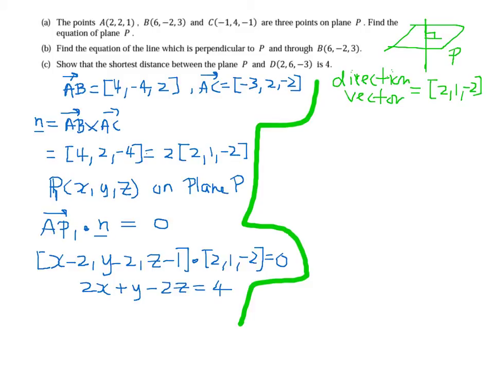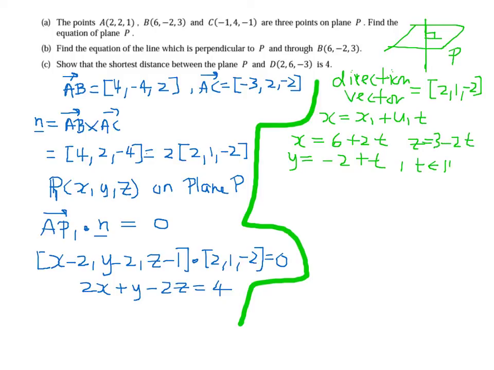So that means we know that x will be, by parametric form, any form will be okay, we just use parametric form, x1 plus u1 t. In other words, x equals 6 plus 2t. And of course, the 6 is the x1, and the u1 is the x component of the direction vector, and you can complete this. y is equivalent to negative 2 plus t, and then z is 3 minus 2t, where t is a parameter.